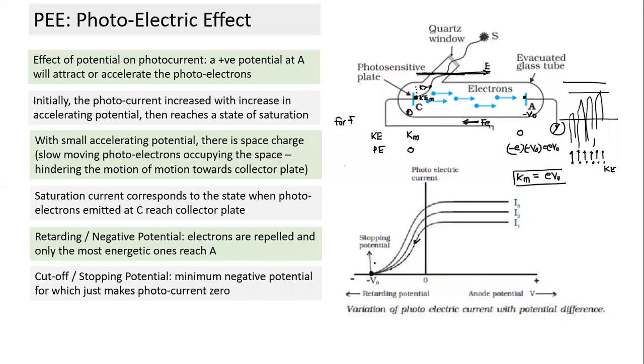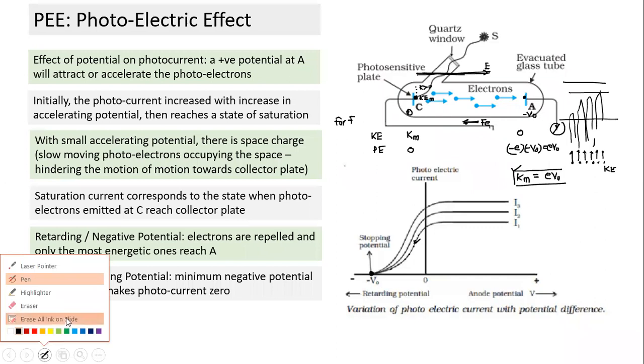We call it the stopping potential. The stopping potential is the minimum negative potential which makes the photocurrent zero. If I increase the negative potential even further, the current remains zero. So this is the minimum potential necessary to make the photocurrent zero. So indirectly, by finding out the stopping potential, I can find out the kinetic energy of the fastest electron. Is that understood now? Yes, sir. Okay, good. Let's proceed further.